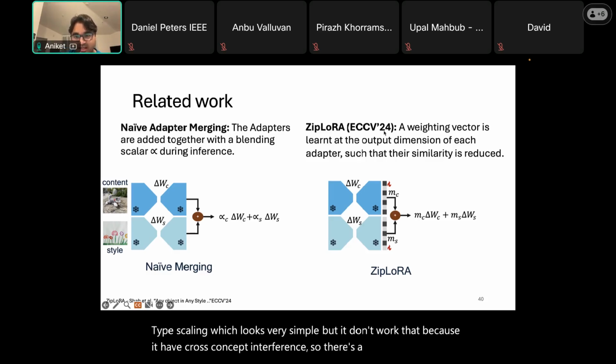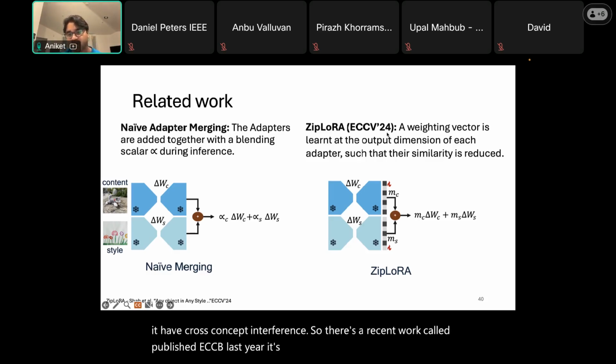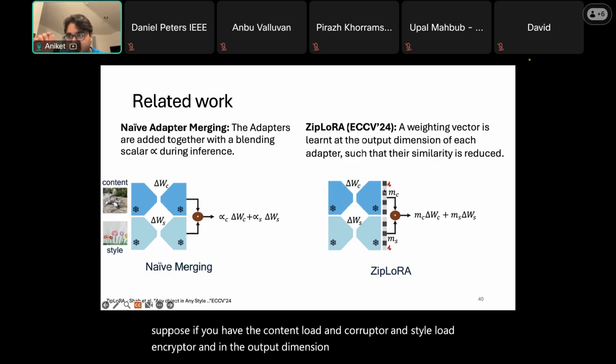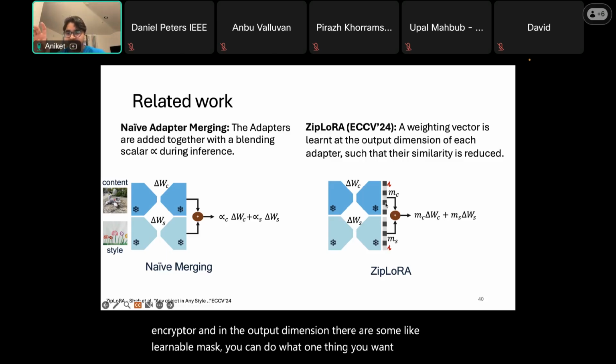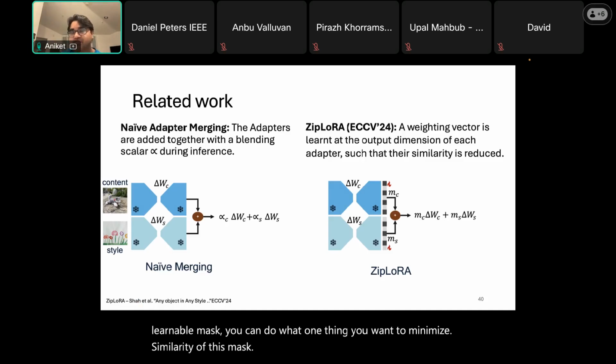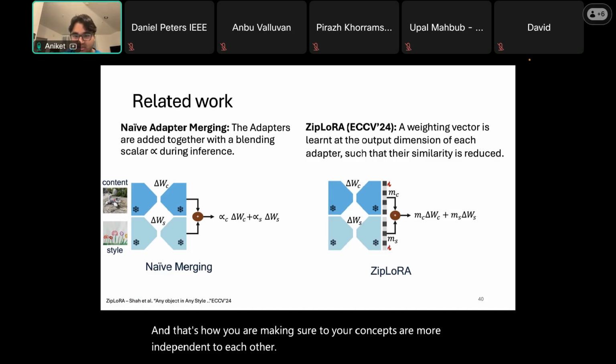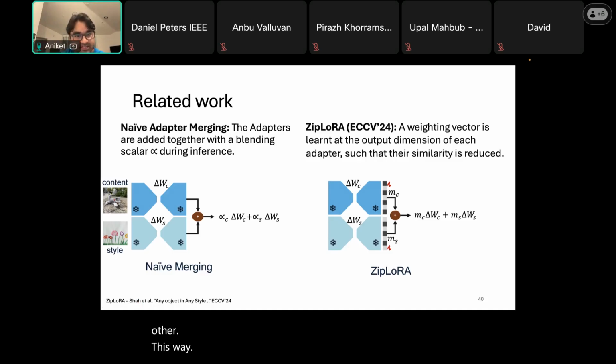There is a recent work published in ECCV last year called ZipLoRA. Suppose you have the content low rank adapter and the style low rank adapter, and in the output dimension there is a learnable mask. You minimize the similarity of these masks, and that is how you make sure your concepts are more independent of each other. So that is the concept of ZipLoRA. Basically they learn masks in the output dimension and make those masks independent of each other. That is a related work.